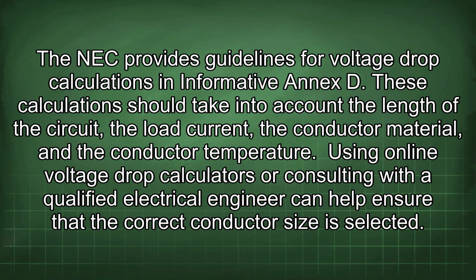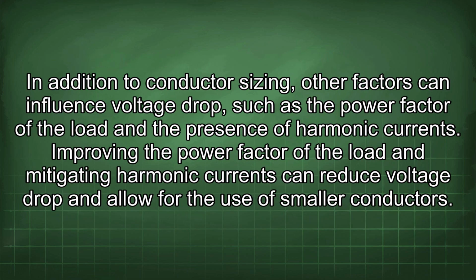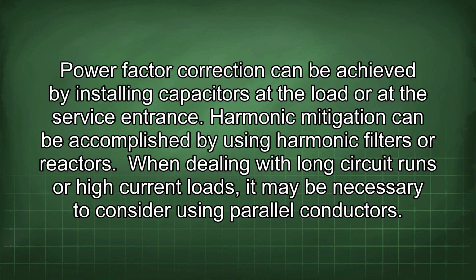In addition to conductor sizing, other factors can influence voltage drop, such as the power factor of the load and the presence of harmonic currents. Improving the power factor of the load and mitigating harmonic currents can reduce voltage drop and allow for the use of smaller conductors. Power factor correction can be achieved by installing capacitors at the load or at the service entrance. Harmonic mitigation can be accomplished by using harmonic filters or reactors.